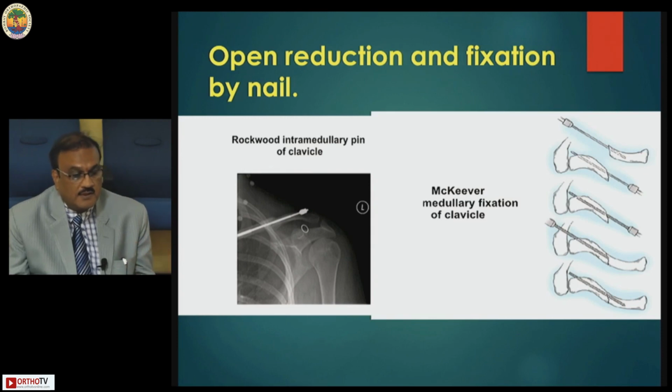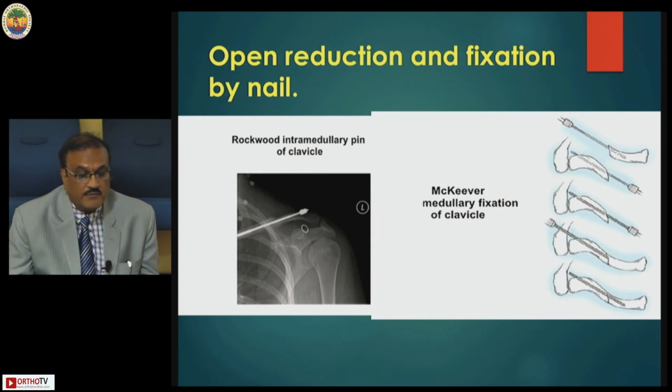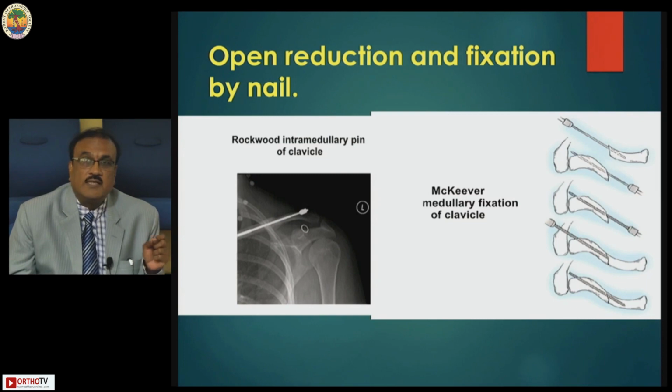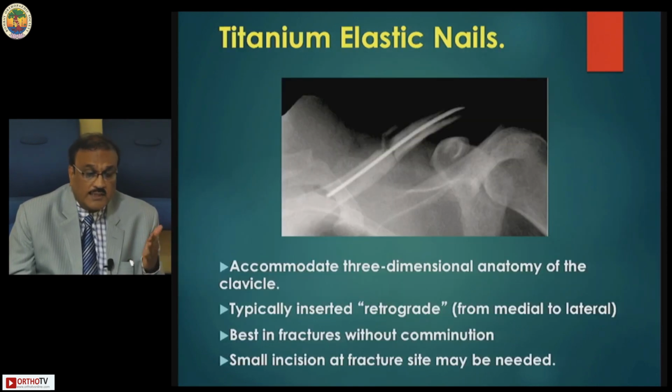well described by Rockwood and Green as well as McKeever, who give a retrograde nailing by opening and retrograde insertion, and there is a cap at the end so that there should not be a migration of the nail. Now, titanium elastic nails have come up, which accommodate the three-dimensional anatomy of the clavicle, typically inserted retrograde from medial to lateral or from lateral to medial. Best is a fracture without comminution, and a small incision at the fracture site may be expected.